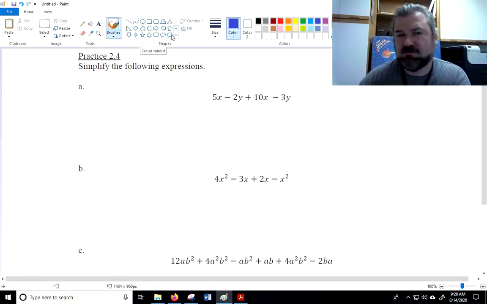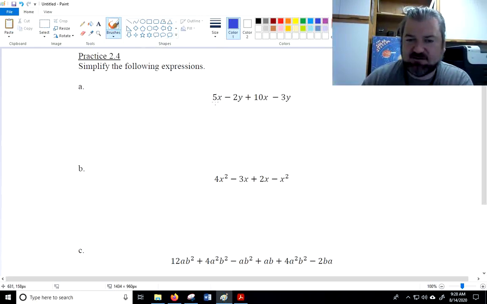So remember, we can combine like terms if they have the same variable to the same power. So I have a 5x here and a positive 10x, so that's 15x. I have a negative 2y minus 3y. That makes a negative 5y. Okay, and then we're done with that one. 4x squared minus x squared are like terms, becoming 3x squared. Negative 3x plus 2x. A negative 3 plus 2 is a negative 1.